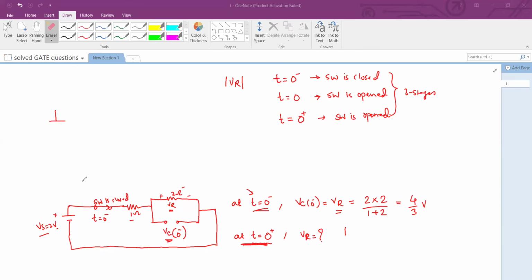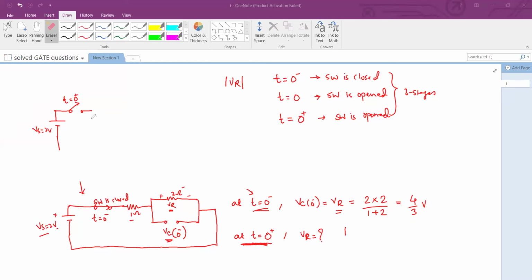You see now, this is the circuit at t equal to 0 minus, and this is the circuit at t equal to 0 plus. So Vs equal to 2 volts, and the switch is now open at t equal to 0 plus. At t equal to 0, we opened it actually, but we are now drawing the circuit at t equal to 0 plus. I will also explain how the circuit will look like exactly at t equal to 0.